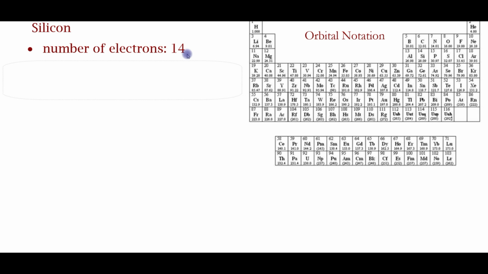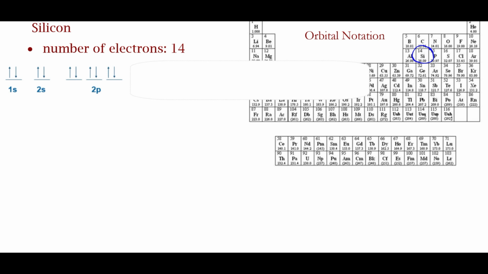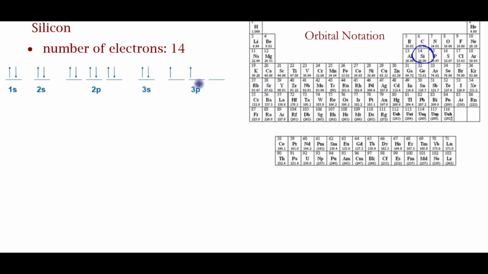Silicon has 14 electrons. How do I know that? I find it on the periodic table. Its atomic number is 14. It's neutral, so there are no electrons added or removed. That means it has 14 electrons. I start with my 1s, that takes care of 2 electrons. Then I go to 2s, 2 more electrons, so I'm filling in Aufbau order. I go to the 2p, and that one is also filled. So I have 2, 4, 6, 8, 10. Now I have 12 electrons, and the last is my 3p.